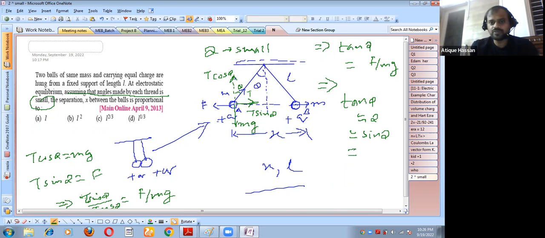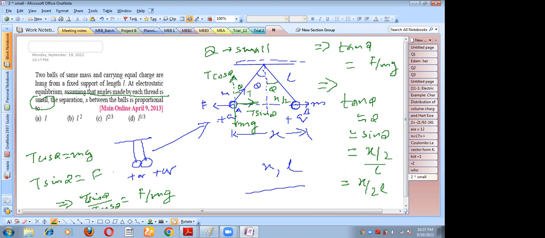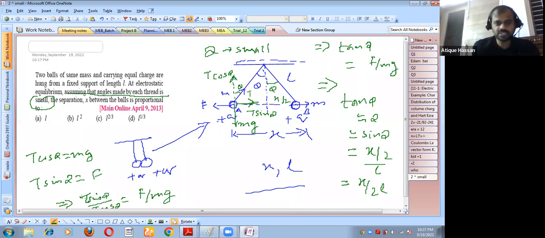And what will be the value of sin theta here? You can say that from the triangle, if this angle is theta and this is x by 2, that is perpendicular upon hypotenuse. So it will be x by 2l. So what will that be? x upon 2l. Getting my point? So from the above equation, the value of tan theta is x upon 2l, which is equal to F upon mg.